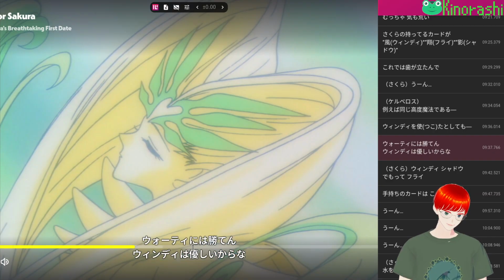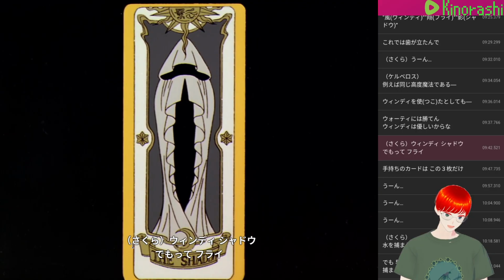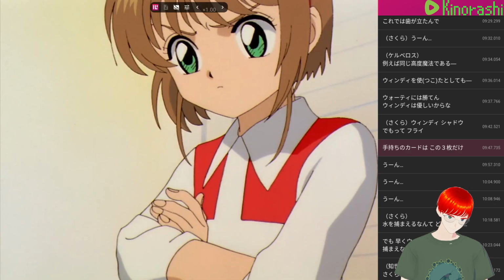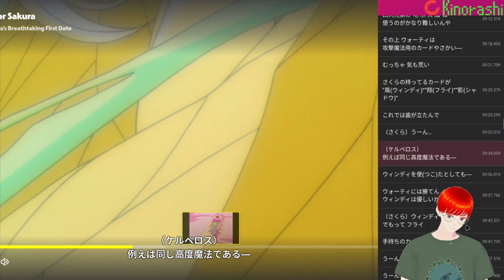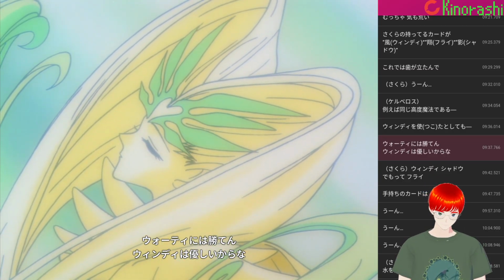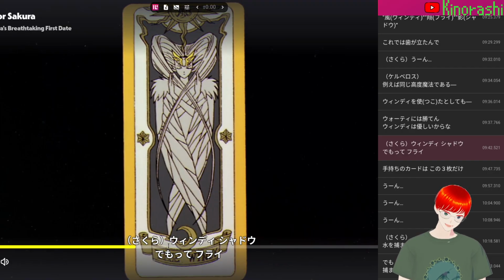So, ウォーティには、カテン、ウィンディは優しいからな。 ウィンディシャドウでもってフライ。手持ちのカードはこの3枚だけ。例えば同じコード魔法であるウィンディを使ったとしてもウォーティには勝てん。ウィンディは優しいからな。ウィンディ ウィンディ、シャドウ、でも、let's see.